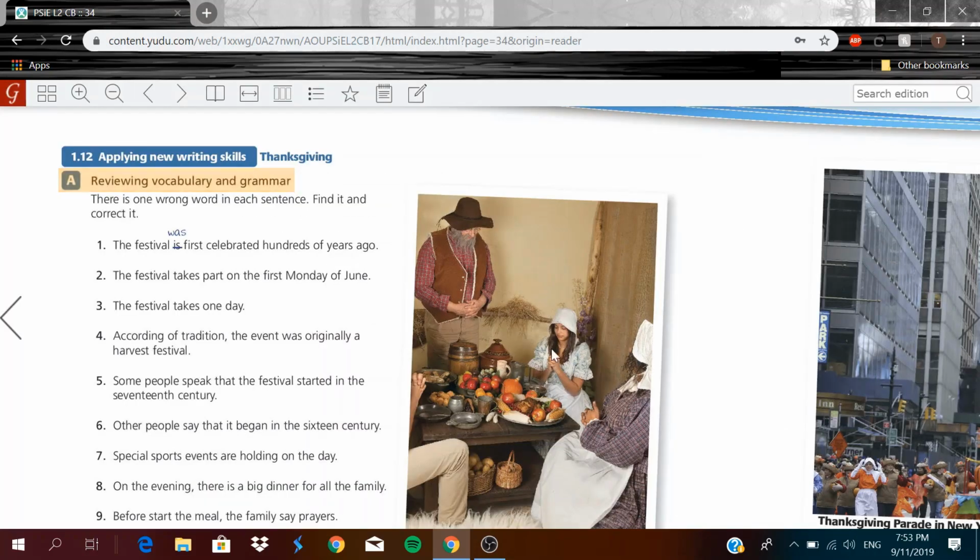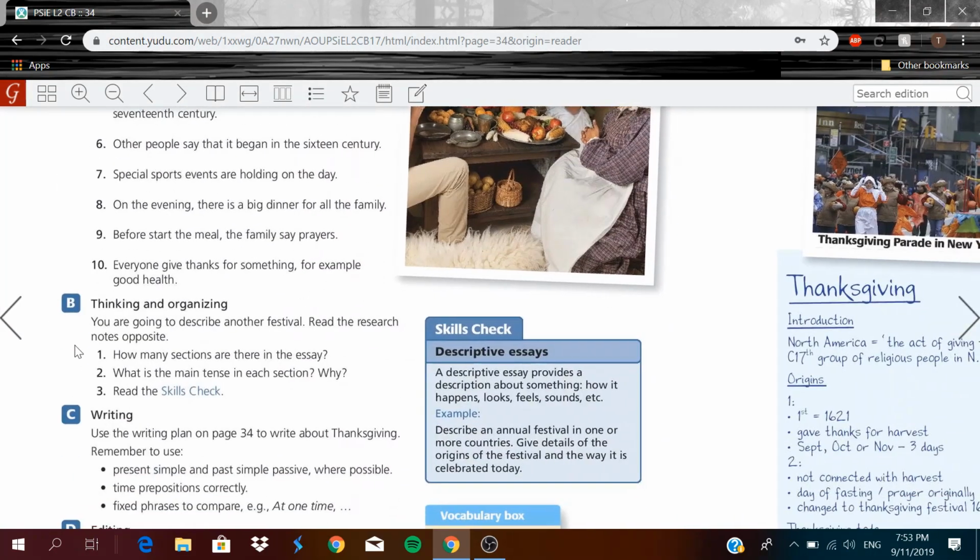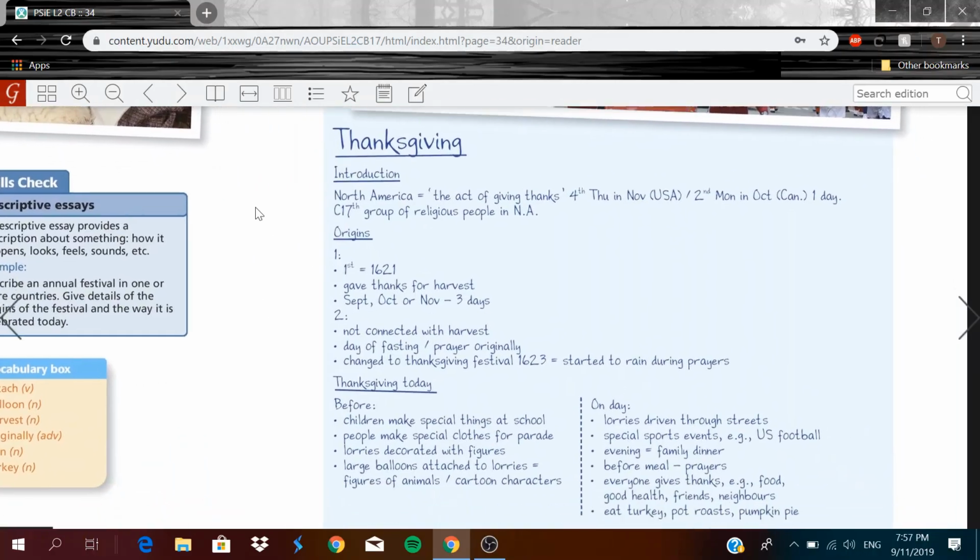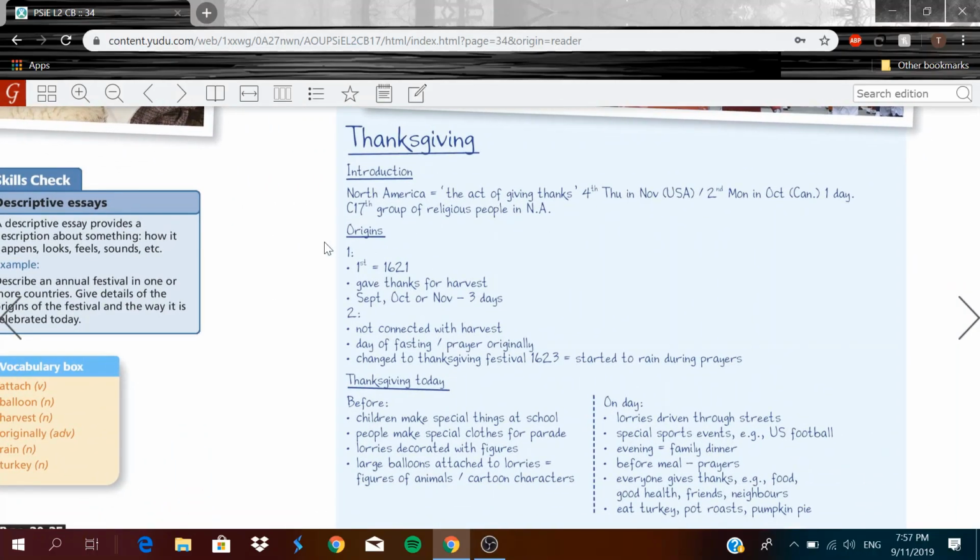Now, let's move on. Here we have be thinking and organizing. So you're going to describe another festival. Read the research notes opposite. Okay, so let's go to the opposite text. Here we have Thanksgiving, and that's what I want you guys to do when writing down your essay about a certain festival: use the 3 sections. So introduction, right? Give a brief introduction about your festival, its origins, okay? And then talk about how do people prepare for the festival, and then what do people do on the day of the festival, okay?